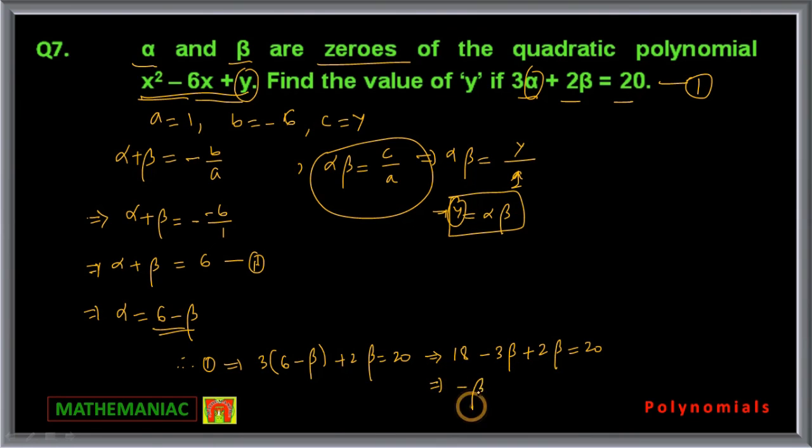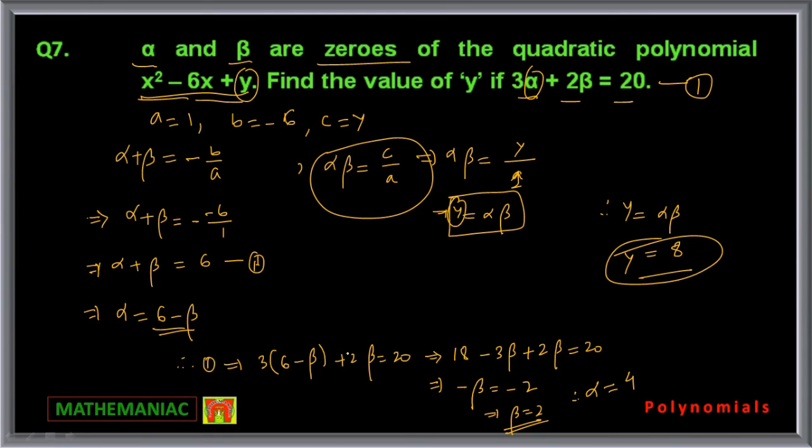It will be minus beta, then this, if you transfer, minus 2. So beta equals 2. If beta equals 2, what is alpha equal to? Put here, it is 4. If you find alpha and beta, what is y equal to? Alpha into beta, that is 8. Great. So you have found this.